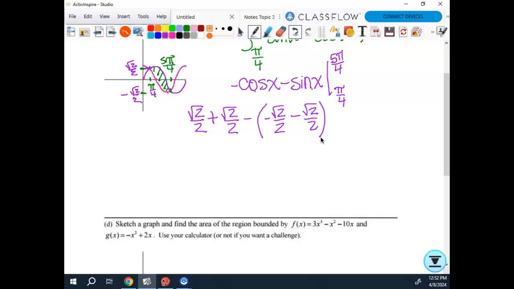So what's the square root of 2 over 2 plus the square root of 2 over 2? Which is just square root of 2, right? Minus, and then this is going to be negative square root of 2. So what's my answer? Two square roots of 2. Yes.